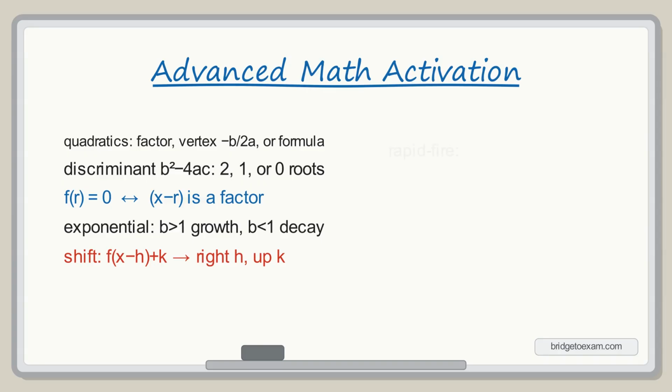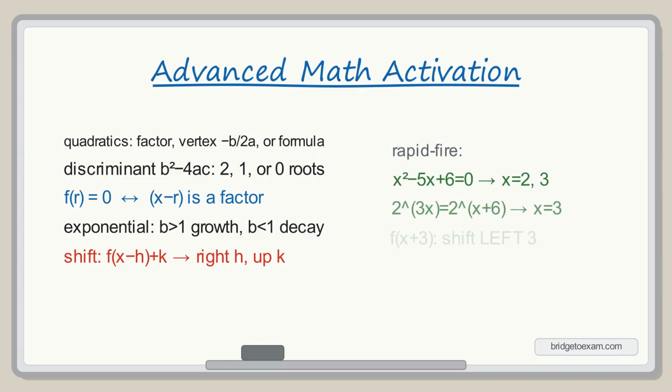Quick examples. x² - 5x + 6 gives 2 and 3. 2^(3x) = 2^(x+6) gives x = 3. And watch the direction. f(x + 3) shifts left, not right.